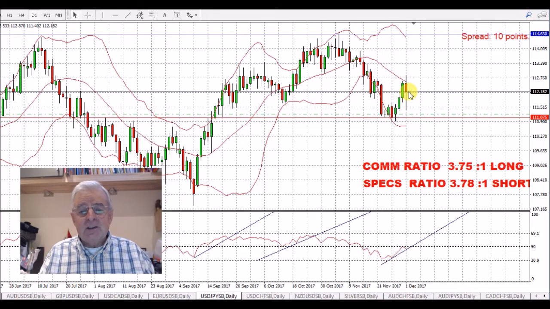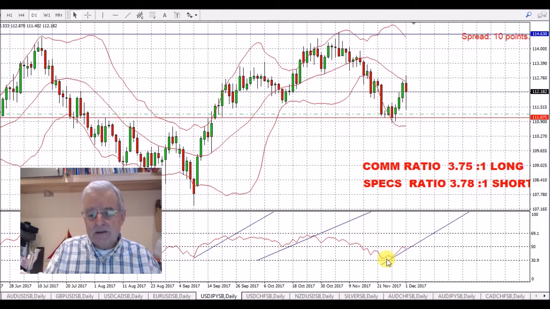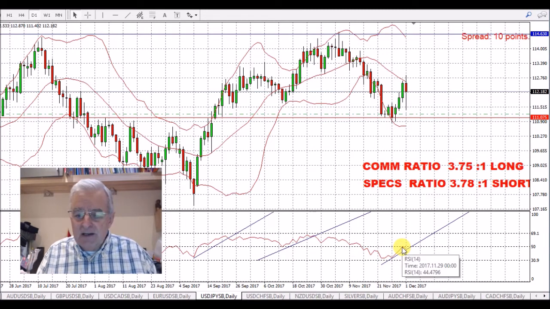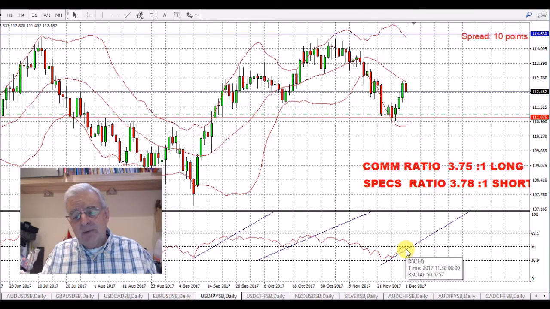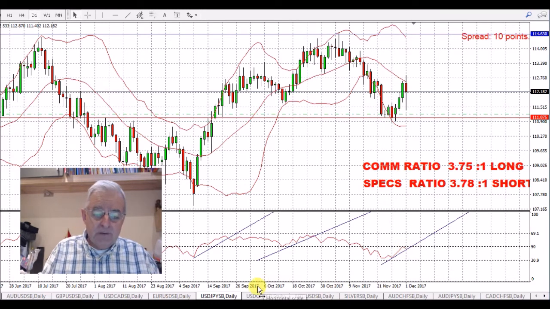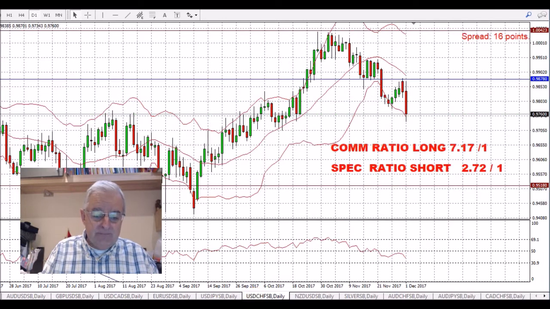I see it as a fairly good sell from up here, but I think there's a better risk reward on the crosses. We've come up, we've bounced off the 60, bounced off the 50, and I'm waiting for a break back down through my trend line. We'll see how that goes.